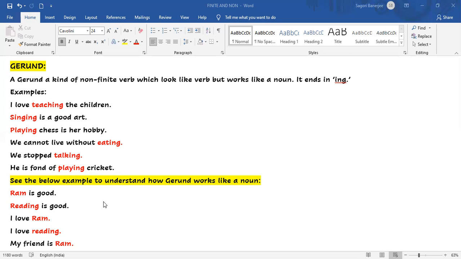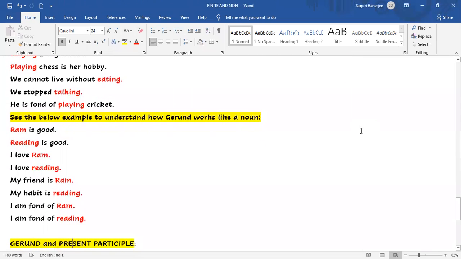Now to understand it in a better way, I have written some more examples, children. Follow these examples. See the below examples to understand how gerund works like a noun. Already in the previous examples, I told you how it works like a noun. Here you see, Ram is good. Who is good? Ram is good. Ram is a noun. Similar way, reading is good. What is good? Reading is good. So the way Ram is functioning as a noun, similar way reading.